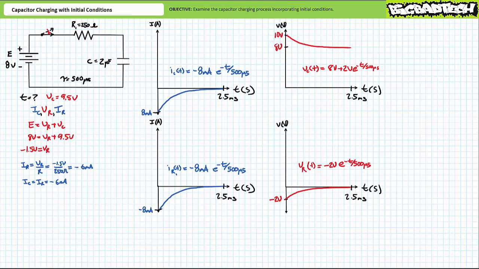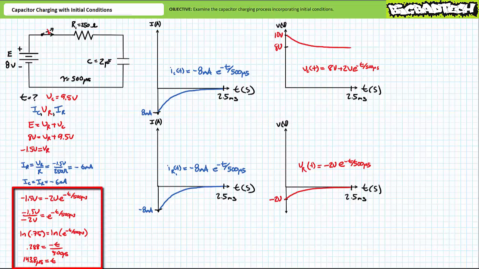The remaining question being, at what time does this event occur? We could use any of these expressions to solve for the time value that satisfies any of these conditions because they all happen simultaneously. Let's make our job simple and just pick an easy one like VR1 of t. Ultimately, we're left with a time value of roughly 143.8 microseconds. Alright, that's about it for today. We'll examine capacitor partial charge and partial discharge scenarios in later lectures.